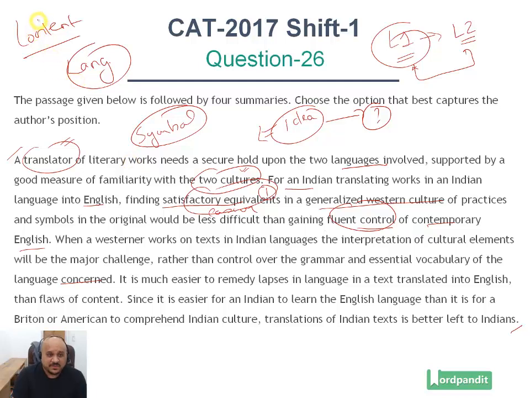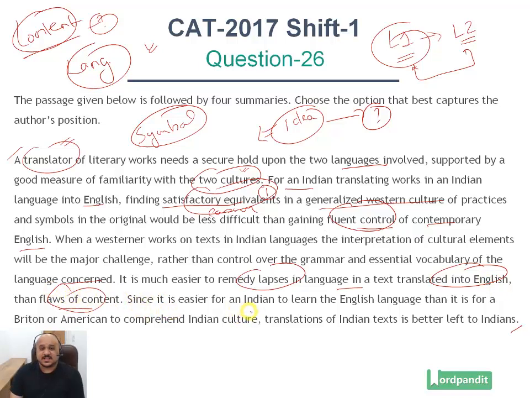So for the Westerner, it gets inverted. Language is okay, but content equivalence becomes a challenge. Now, what does the author say? It is much easier to remedy lapses in language in a text translated into English than flaws of content. So what is easy to remedy? It is easy to remedy problems with English. So language you can fix, but flaws of content are difficult to fix. Since it's easier for an Indian to learn the English language than it is for a British or an American to comprehend Indian culture, translations of Indian texts are better left to Indians.